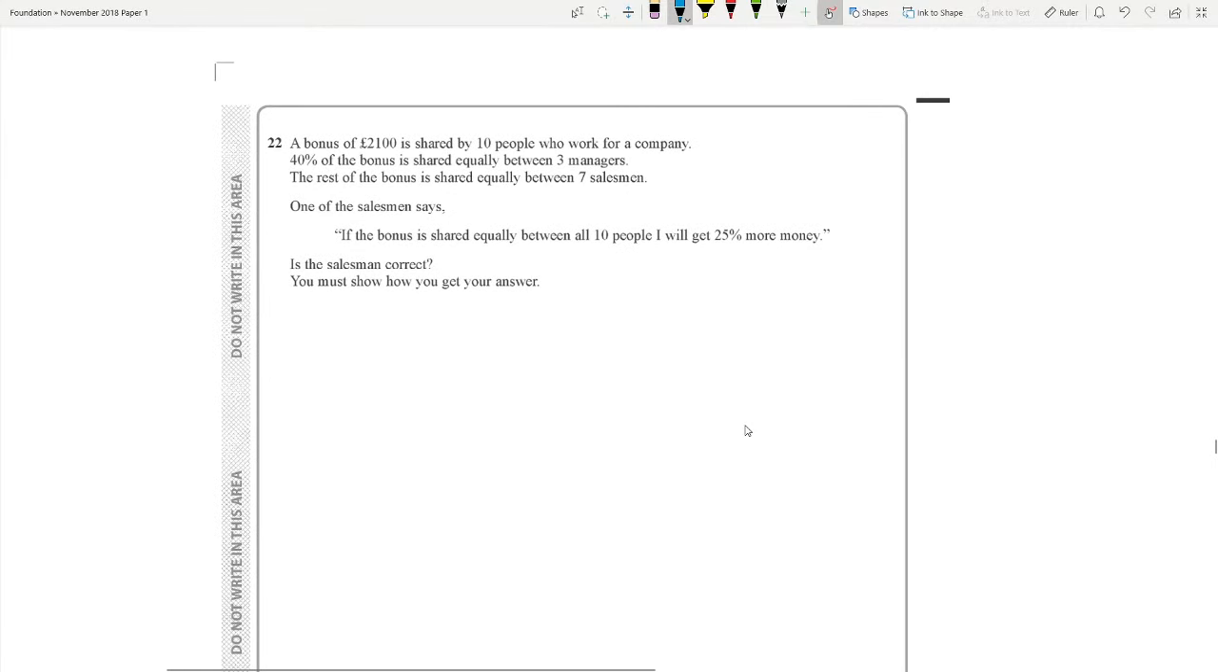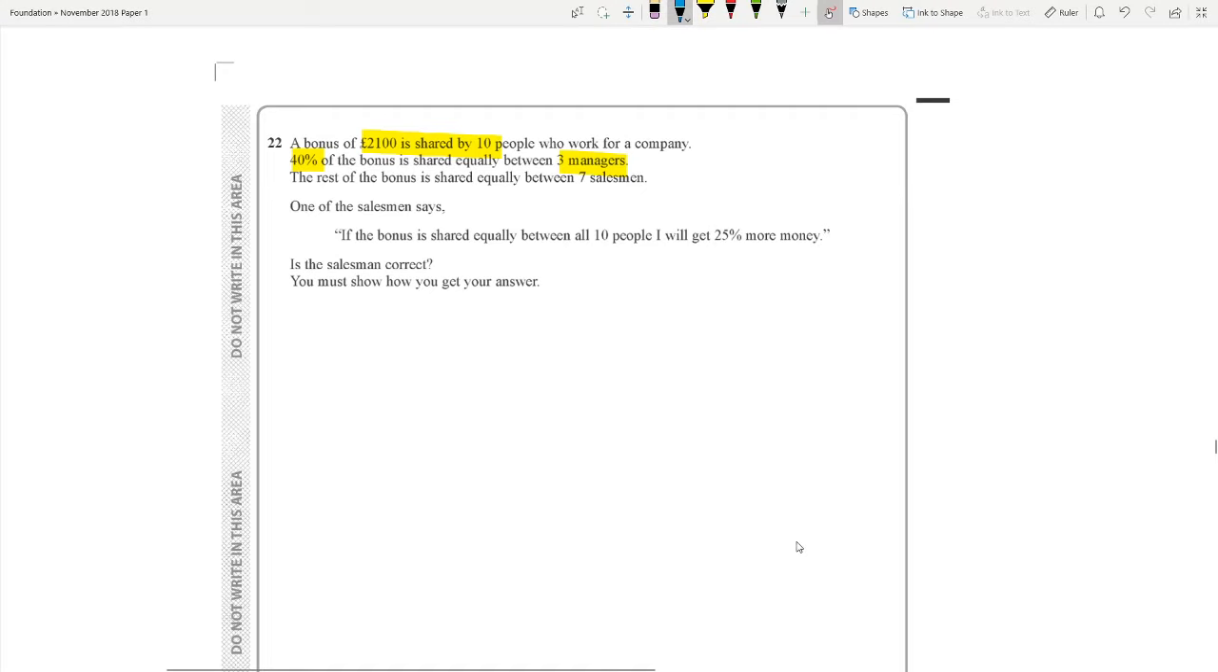A bonus of £2,100 is shared by 10 people who work for a company. 40% of the bonus is shared equally between 3 managers. The rest of the bonus is shared equally between 7 salesmen. One of the salesmen says that if the bonus is shared equally between all 10, he'll get 25% more money. Is he correct?